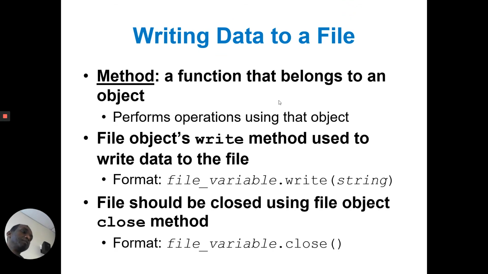Writing data to a file. A method is a function that belongs to an object and performs operations using that object. The file object's write method is used to write data to the file, and this is the format: you have the file variable.write, and then the string. The file should be closed using the file object's close method. This is almost the same in all languages, using the function called close. Even with databases, if you had to read a file from a database, you have to make sure that you close it so there's no memory leak.